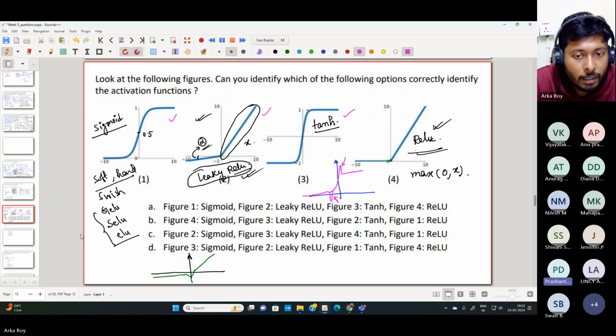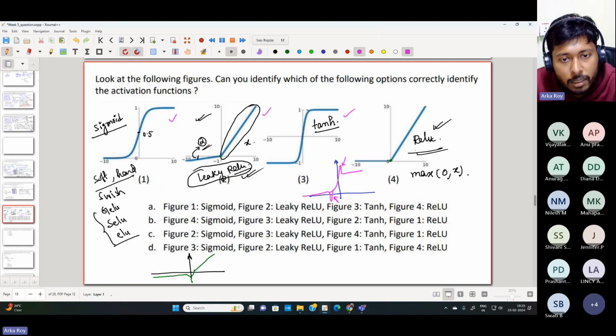That means, sir, in leaky ReLU, the first quadrant will always be linear, not constant. You can see that it follows the trend of x. That means over here the equation is y equal to x. For example, if x equals 2, y will also equal 2. So the equation is y equals 0 for this half, and over here the equation is y equal to x. If I write it like this, y equal to max of 0 comma x.